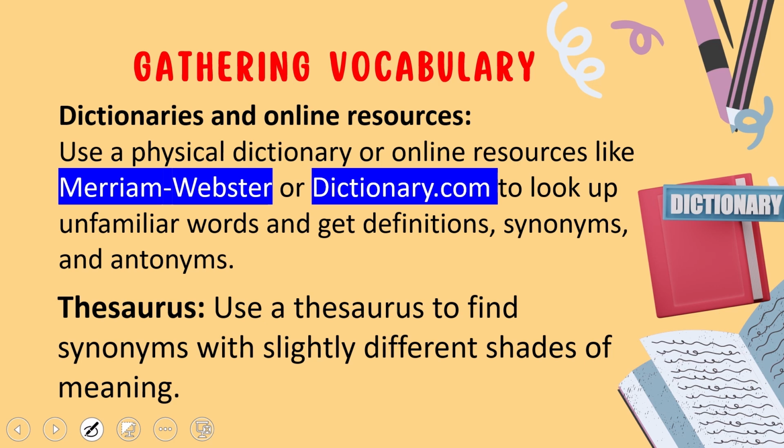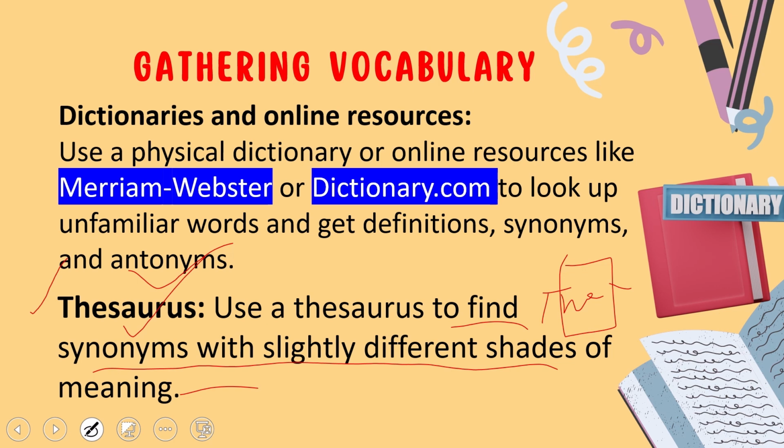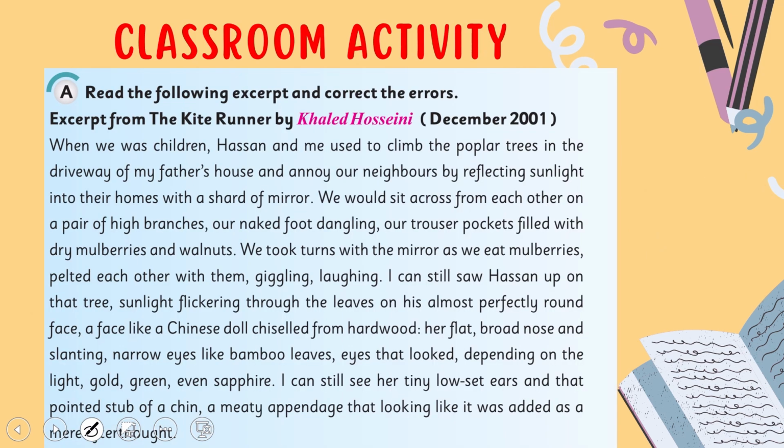Now, what is a thesaurus? Is it some kind of a dinosaur? No, it's not a dinosaur. A thesaurus is used to find synonyms with slightly different shades of meaning. It is a book where you can find synonyms of different words. A word can have 10 different synonyms, 5 different synonyms. So a thesaurus is very important. A dictionary is important. If you have a physical dictionary, great. If you don't, then you can go for online resources.